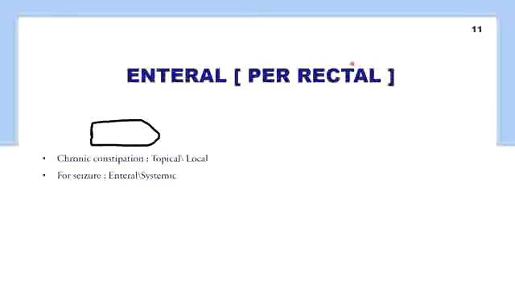Next is enteral. In systemic, there were two routes, enteral and parenteral. In enteral, I gave examples of per-oral, sublingual, and per-rectal. In per-rectal, the drug is in bullet shaped form. It is passed through the rectum. In chronic constipation, when we give it, it is local, it stays there only. But in seizures, when you give it, it goes into circulation, that is, it is systemic. So remember, in chronic constipation, local; in seizures, systemic.